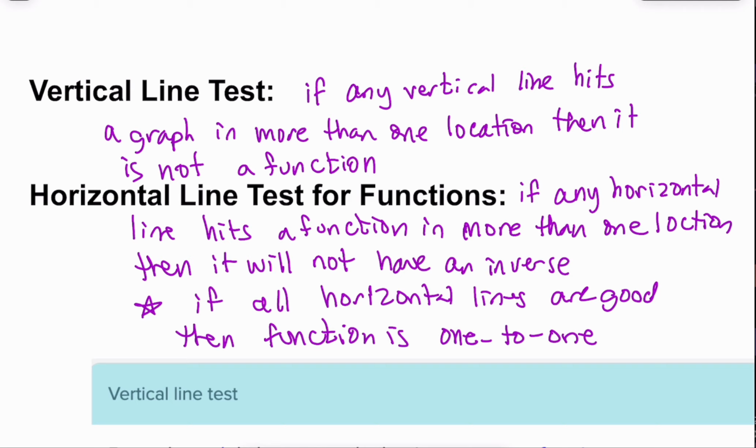So the vertical line test tells us by looking at the graph if it is a function. All vertical lines will only hit it at most one time. If it is a function and you try to do the horizontal line test, you're looking to see if all horizontal lines only hit it once. If all horizontal lines only hit it at most one time, then it is a 1-to-1 function, a very specific kind of function.